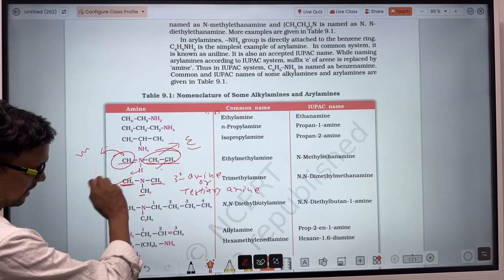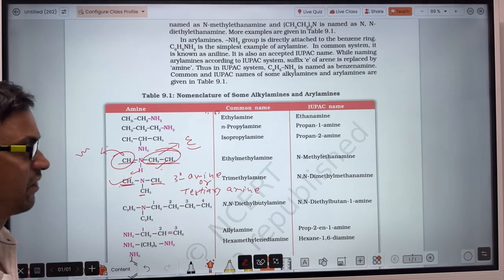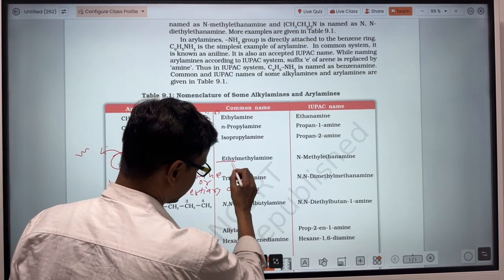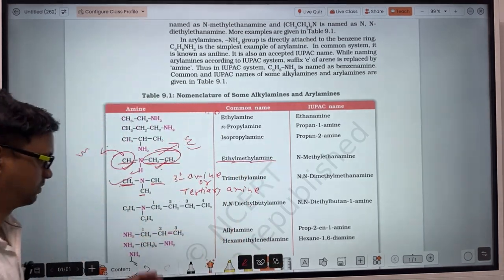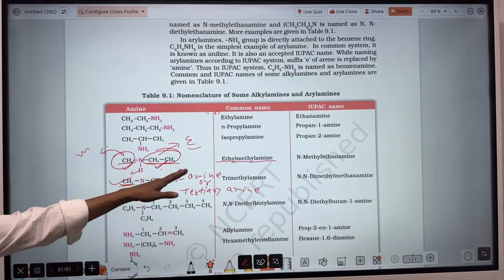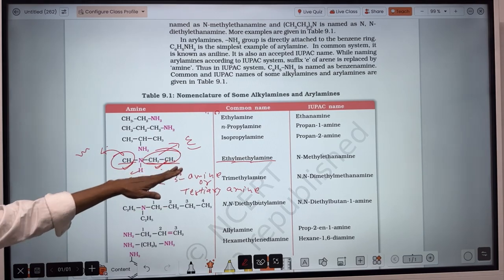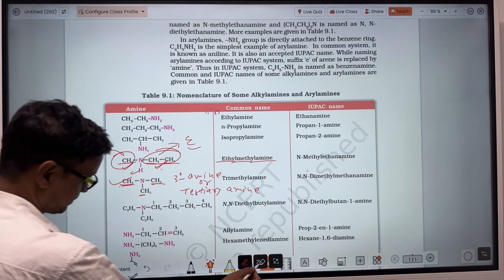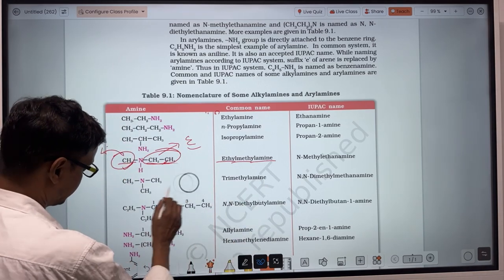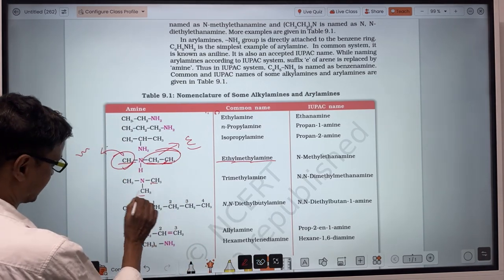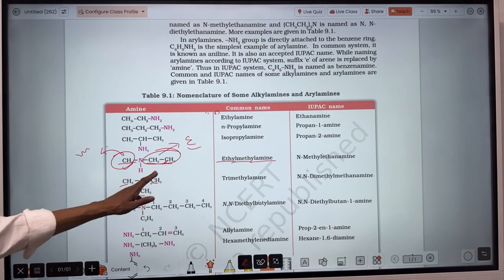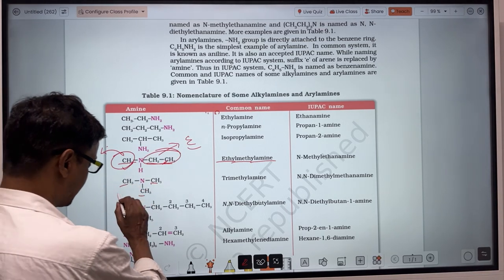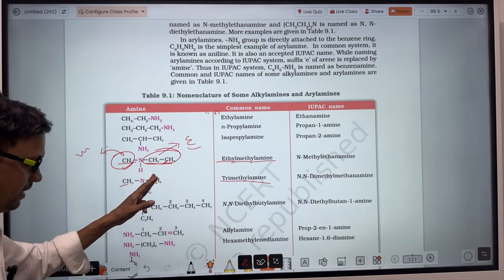We will write the names of the alkyl groups according to their alphabetical order. So it is ethyl, it is methyl, and then after that, amine. Now here also we will have to write, in this case every alkyl group is methyl. So 3 methyl groups are bonded to the nitrogen. So that's why we will write trimethylamine.